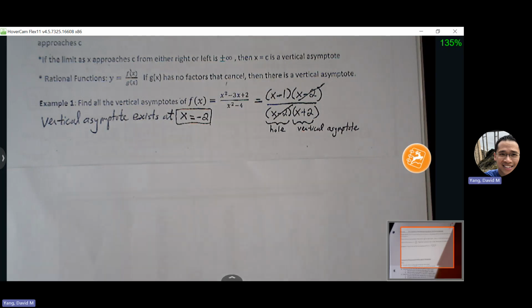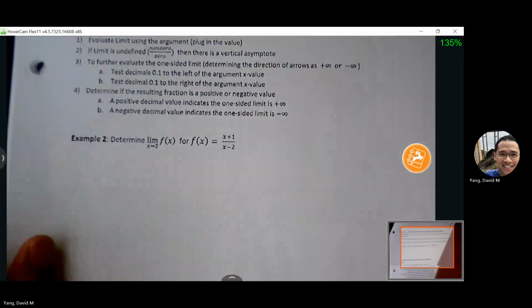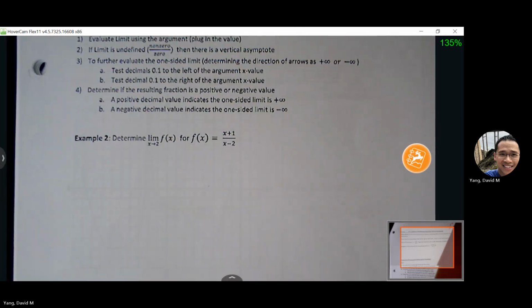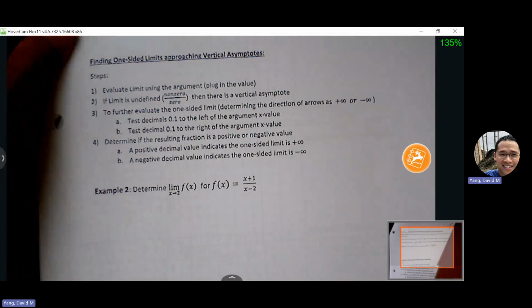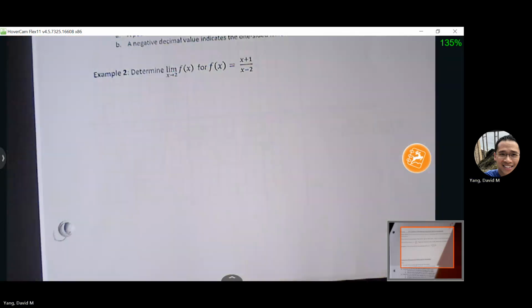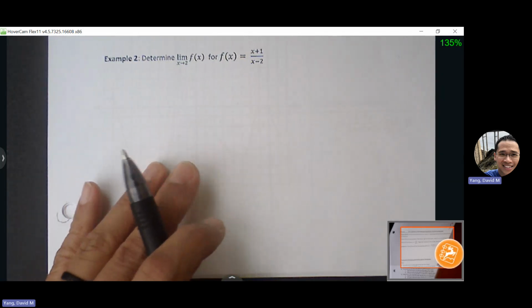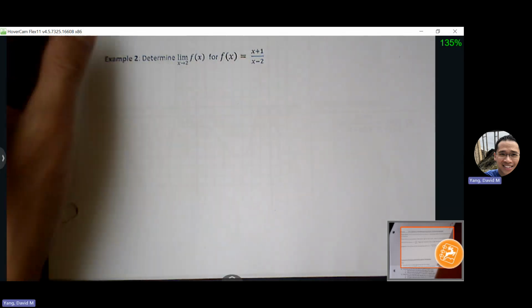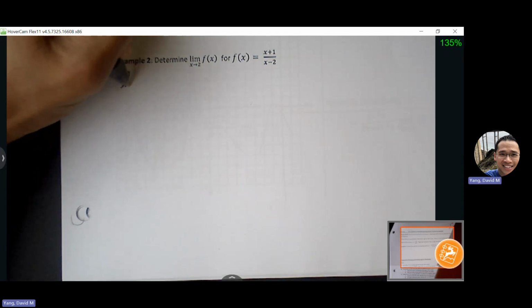Okay, so now let's look at some of these problems here. There are all these steps, but I'm just going to jump directly into trying this problem from what we know, and then when we get stuck, we can talk about the next step. So it says find the limit as x approaches 2 of our function, x plus 1 over x minus 2. So let's go ahead and do that.